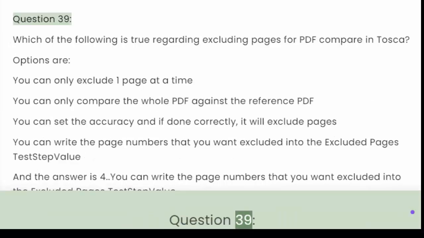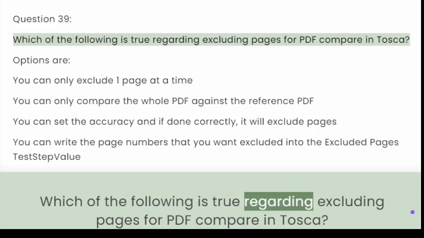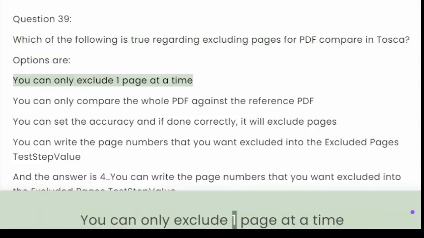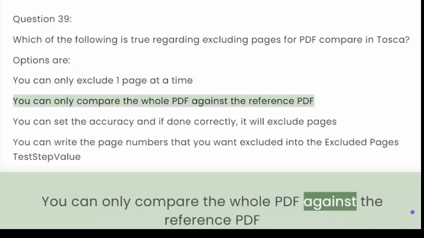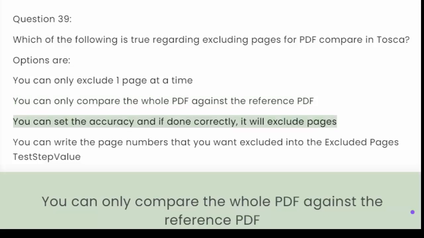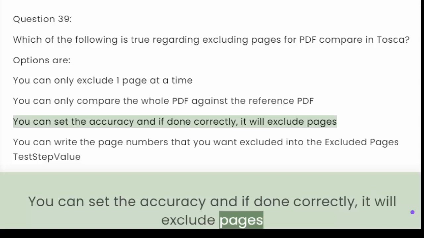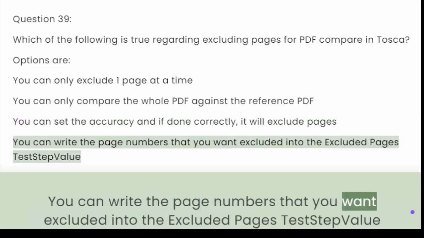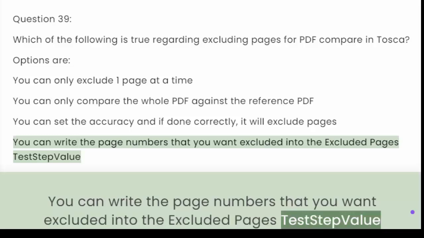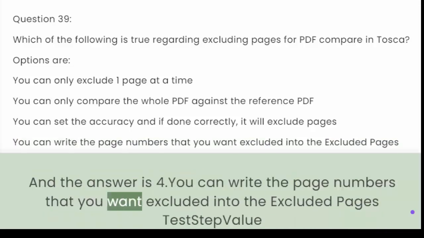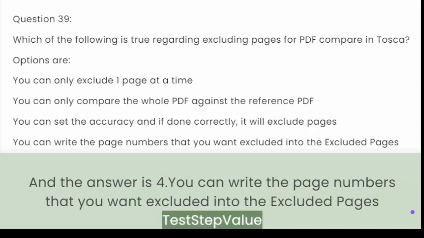Question 39. Which of the following is true regarding excluding pages for PDF compare in Tosca? Options are: you can only exclude one page at a time. You can only compare the whole PDF against the reference PDF. You can set the accuracy, and if done correctly, it will exclude pages. You can write the page numbers that you want excluded into the excluded pages test step value. And the answer is 4. You can write the page numbers that you want excluded into the excluded pages test step value.